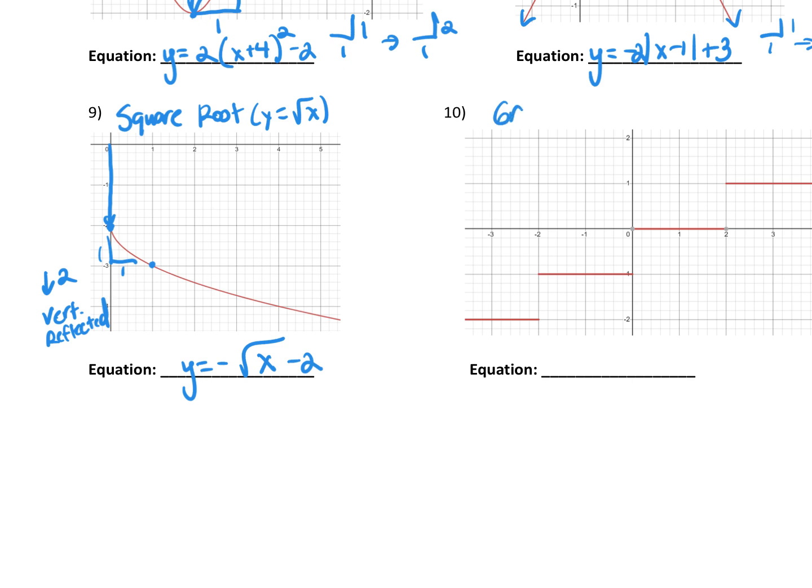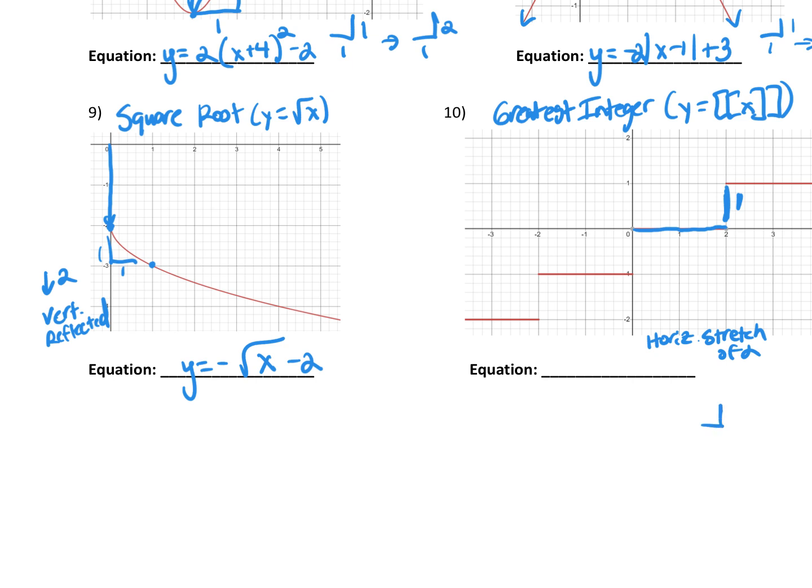Number 10 is our greatest integer function or step function. And that's y equals, and then we use the double brackets. So notice each step of a greatest integer for the parent function has a length of 1. This has been stretched to a length of 2. So we have a horizontal stretch of 2. And to get to my next step, it's still up 1. So instead of it being 1 by 1, we can see it's 2 by 1.